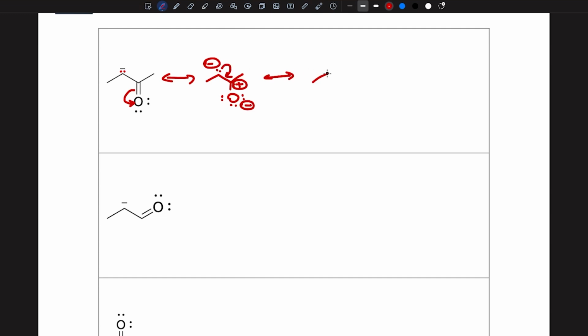So what's going to happen is that we now have this resonance structure where this oxygen is negatively charged, and we have a double bond over here. And so overall, our net charge is still -1, while in the original, we also had -1, so our resonance structures totally make sense. The next problem is similar.